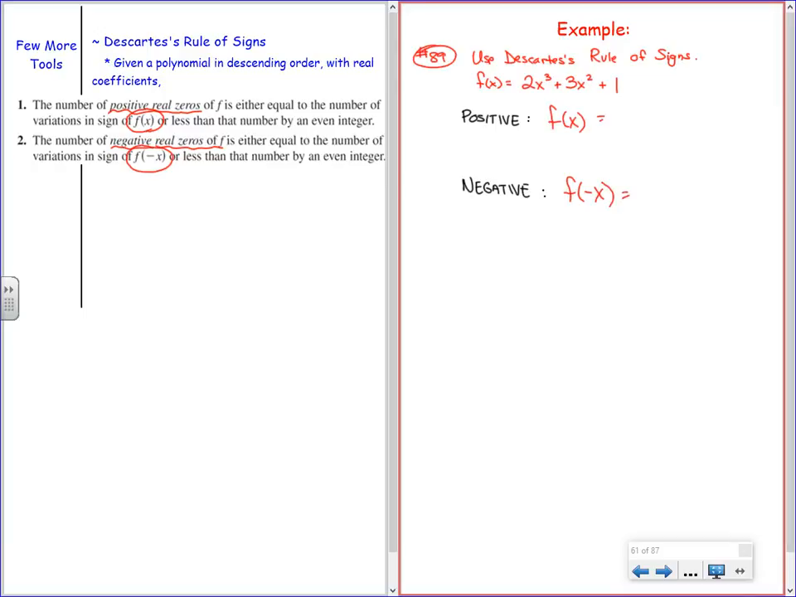Changes in sign? Yeah. For f of x, you just keep the terms and you ask, as you move left to right from one term to the other in descending order, how many changes in sign? None? Yeah, right? A positive to a positive to a positive. Nothing changed. So how many changes in sign were there?